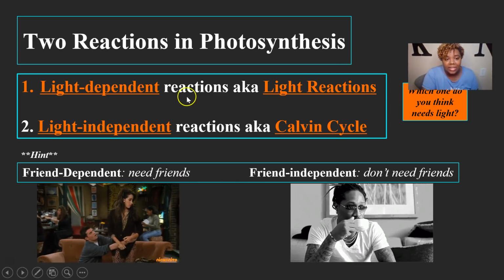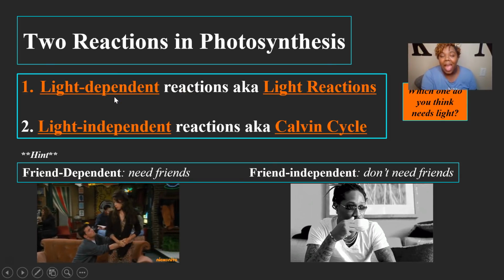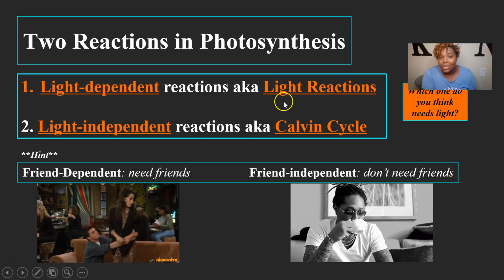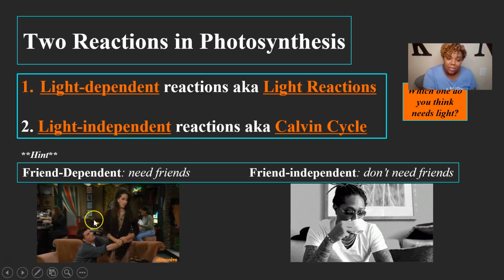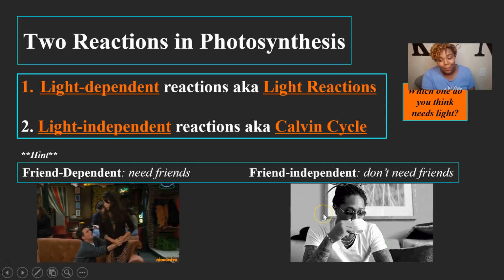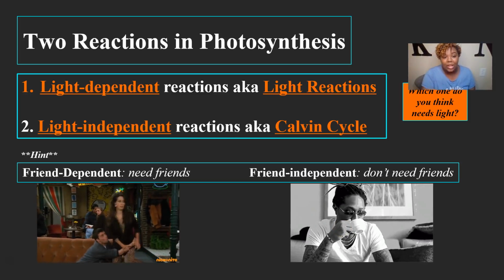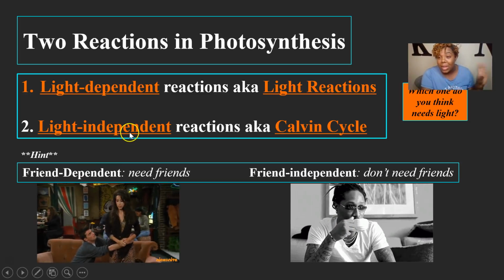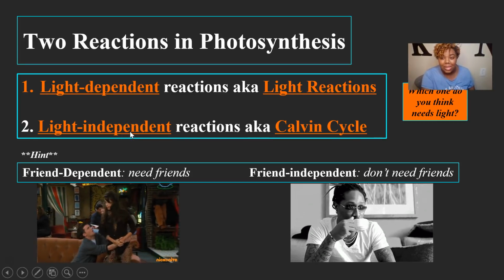So I want you to think about it like this. If it's light dependent, does it need light? Absolutely. It needs sunlight. That's why we call it light reactions, because it's reactions that happen in the light. So think about this person who's dependent on their friend, right? And then you have the friend who's independent, like you see Future, he sips his tea, you know? Light independent meaning you don't need light. And we also call that the Calvin cycle. So think like Calvin doesn't need light.